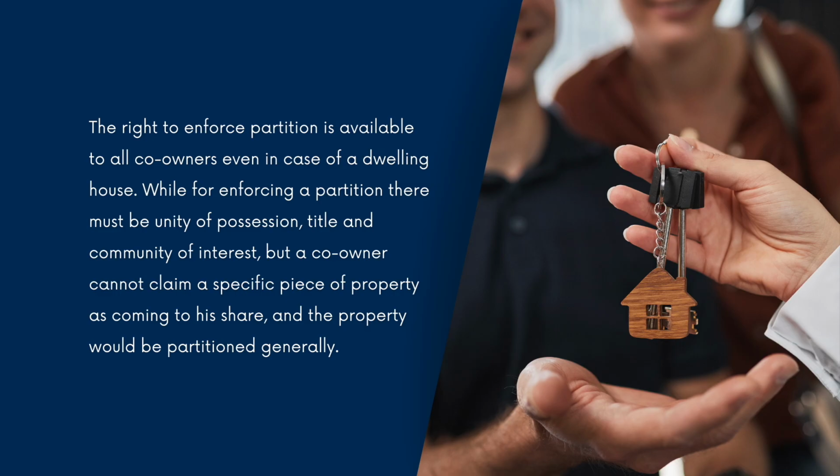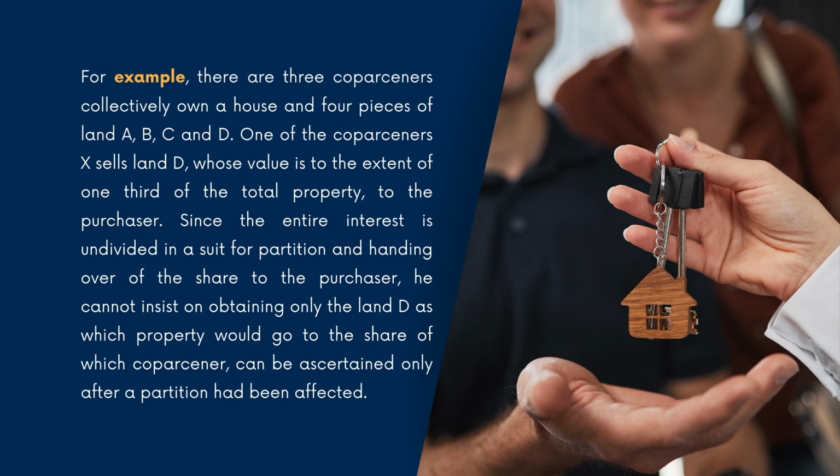While for enforcing a partition there must be unity of possession, title, and community of interest, the co-owner cannot claim a specific piece of the property as coming to his share, and the property would be partitioned generally. For example, there are three co-partners collectively owning a house and four pieces of land A, B, C, D. One of the co-partners, X, sells a land whose value is to the extent of one third of the total property to the purchaser.